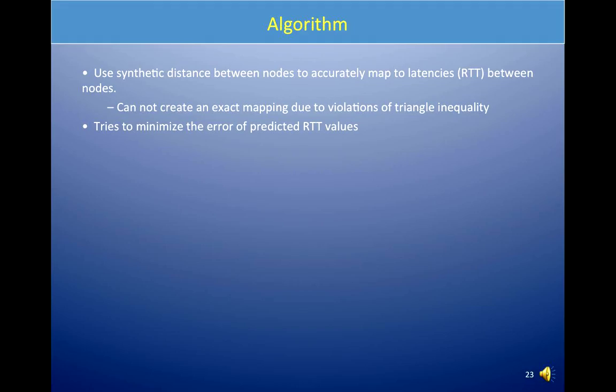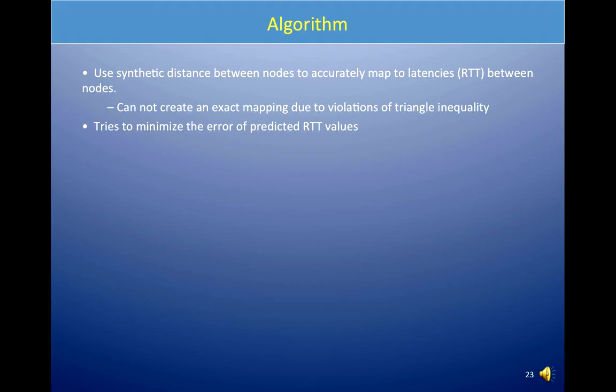So we need to move the nodes in such a way that it accurately models, as much as the triangular inequality allows, so that we can predict the distances to that RTT. If we can do that, then we are minimizing the error function. And then we can accurately map the RTT to distances.